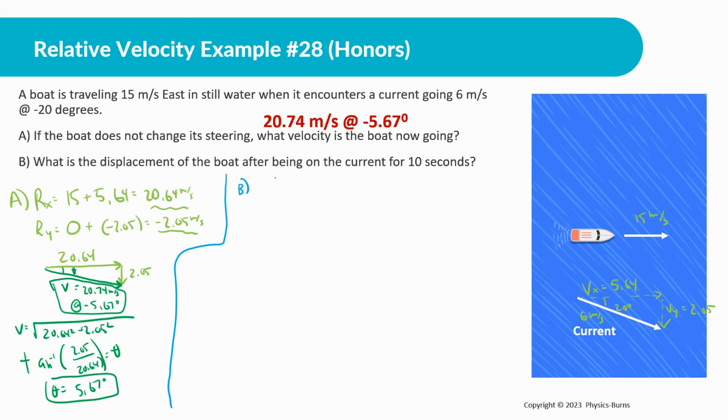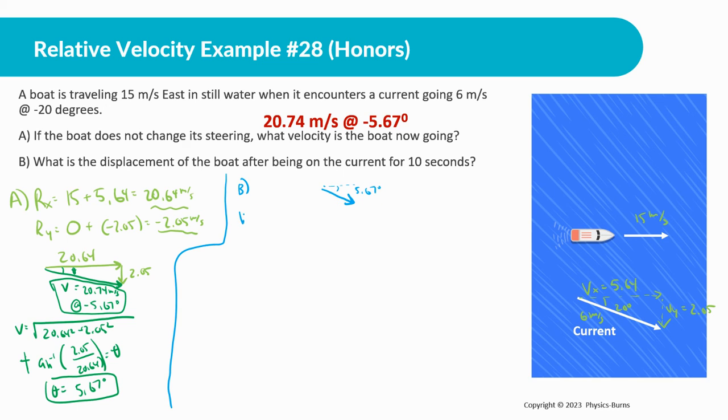We could find what we know in the x and y direction, and then find what the displacement is in the x and displacement is in the y. However, I don't think I'm going to do it that way. What I know is I already know the velocity that it's going in, and I know the direction it's going in, so I can just use that to find the displacement. So I know that the velocity is like this way, and it's at an angle of negative 5.67 degrees. So I just have to calculate that for 10 seconds.